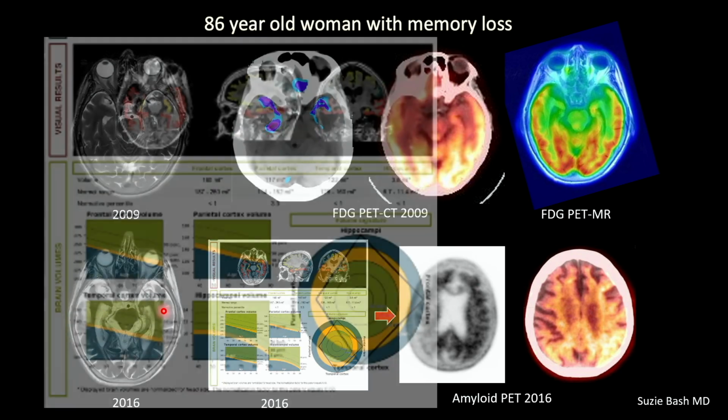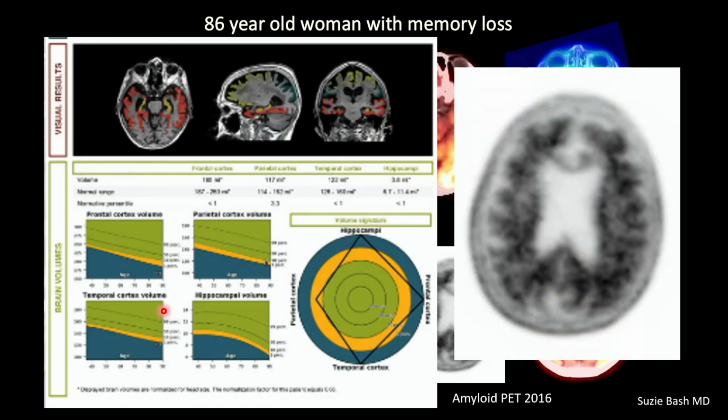But in this case, the patient had volumetrics done. And you can see in this case, there's clearly hippocampal and temporal, in this case even frontal lobe volume loss at this point, pointing to Alzheimer's disease. The patient had a subsequent amyloid PET.